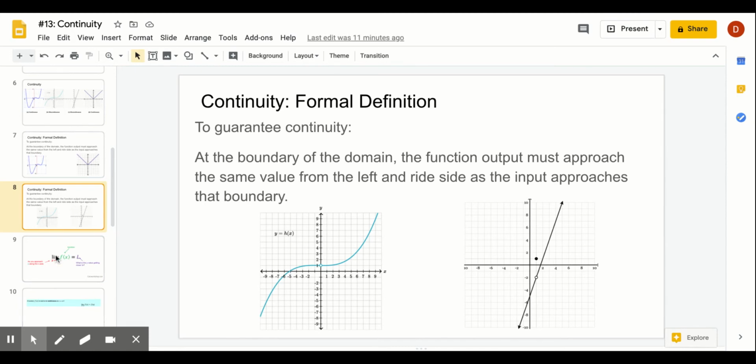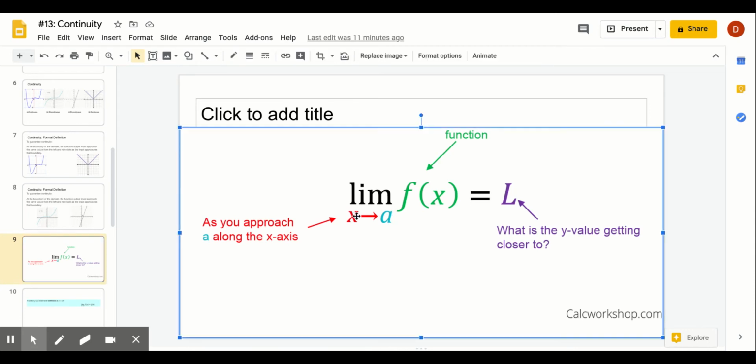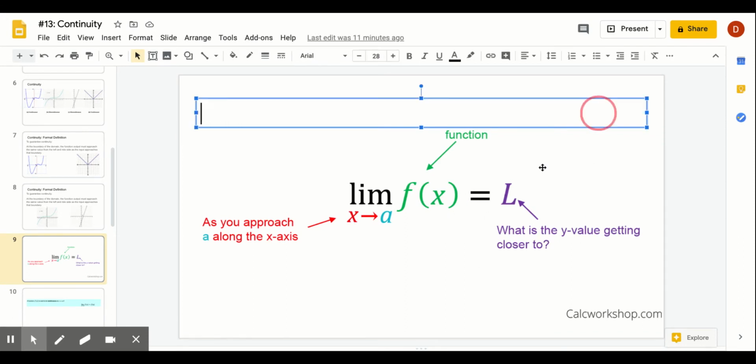Now let's think about it in terms of limits. So this is a fancy way to break down how limits are presented. Let's break it down real quick. The limit as x approaches a, where a is any value on the x-axis. So it could be 5, it could be 25, it could be -30. As x approaches any particular value, this is the function. What is the y value that it's getting closer to?